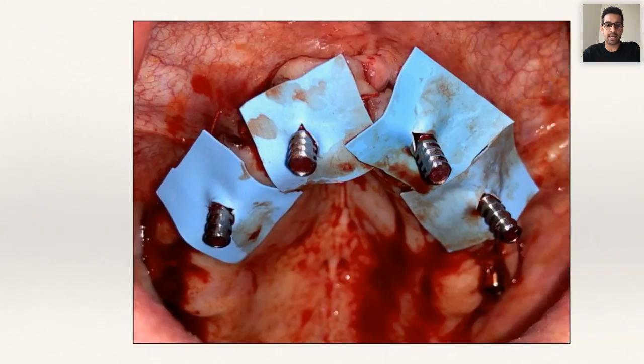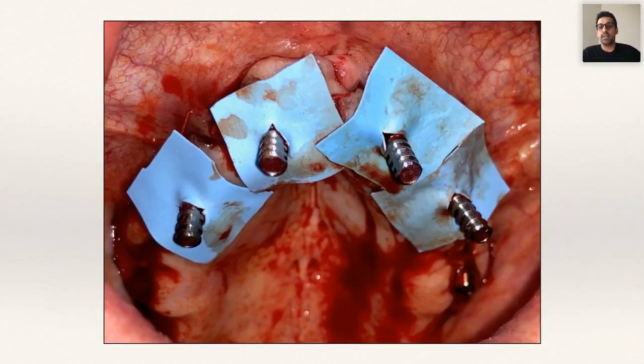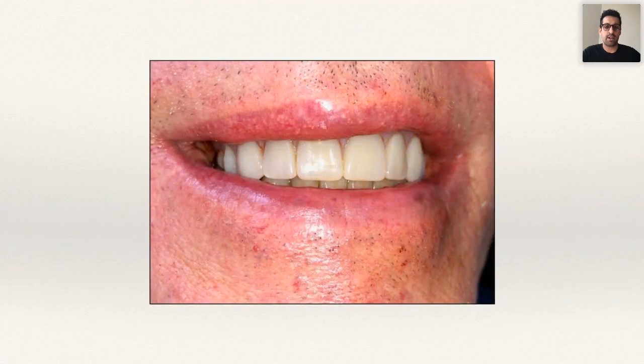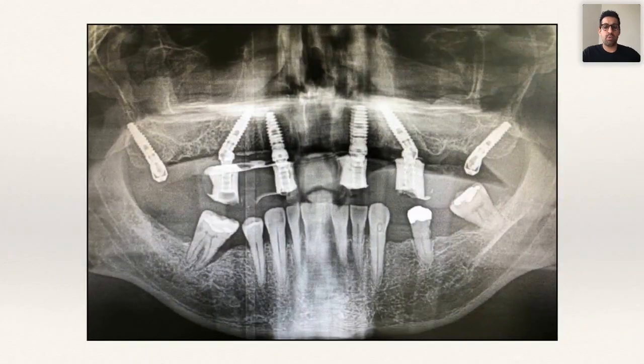I put the flap back. Then I pick them up. I do the conversions myself. I don't have a technician on site. So this is my standard protocol for picking up the implants to then convert. This is the temporary on day of surgery. So this is the post-op. And now you can see, again, I got good torque in the two pterygoid implants.